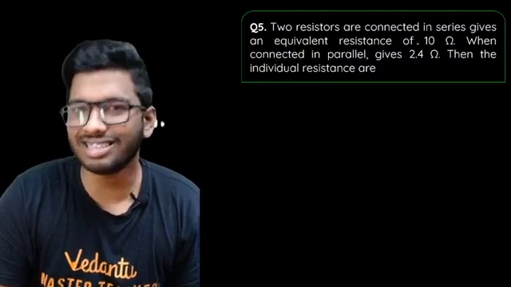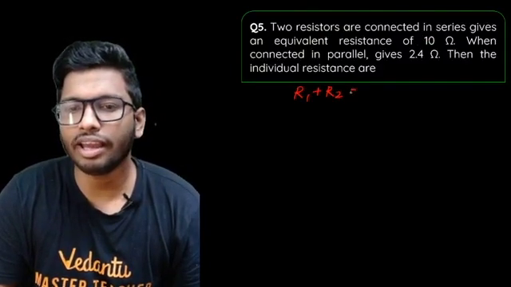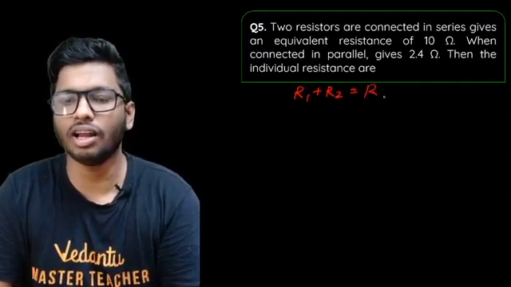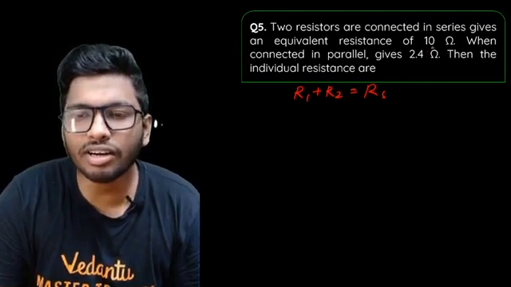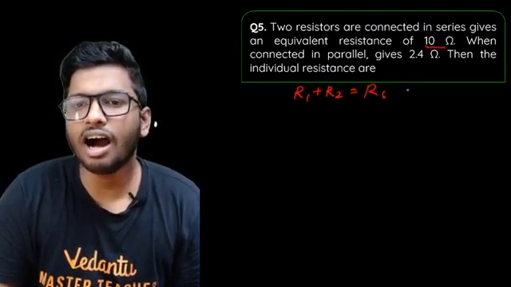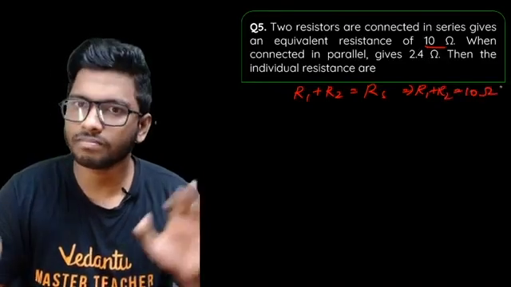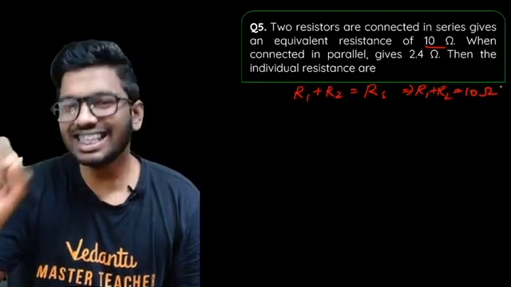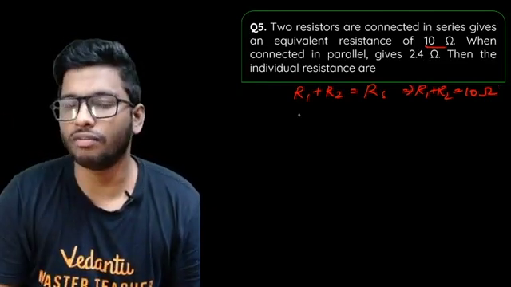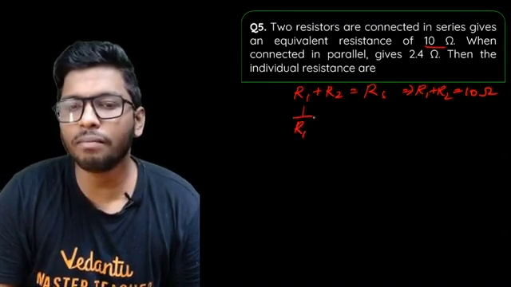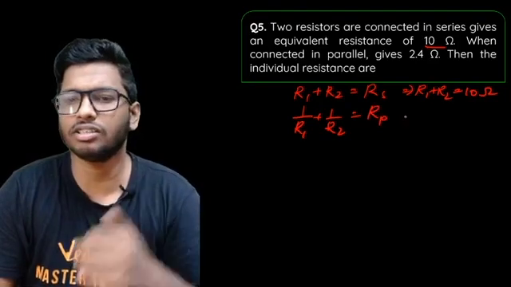Two resistors are connected in series. In a series connection, we have seen that R1 plus R2 is the equivalent, so I'll just take it as RS, series connection, to avoid confusion. So the equivalent resistance is 10 ohms. They've told us that R1 plus R2 is equal to 10 ohms. All right. Now, when the same resistors are connected in parallel, the equivalent resistance is given as RP, which is resistance in parallel.